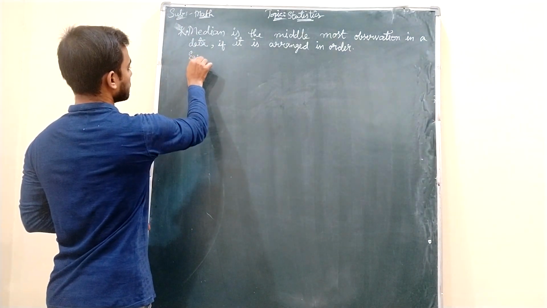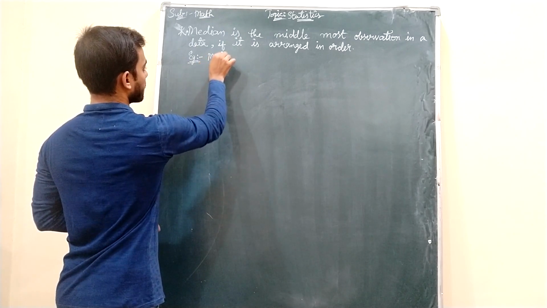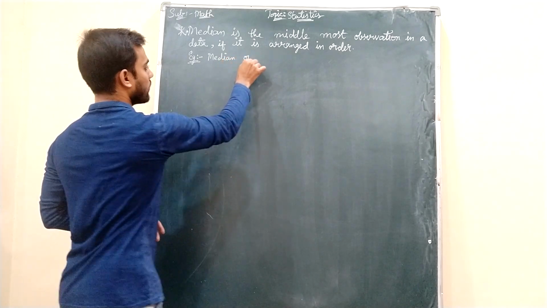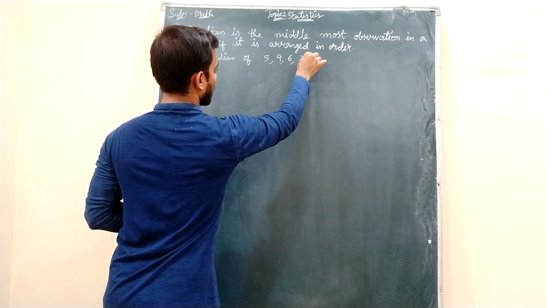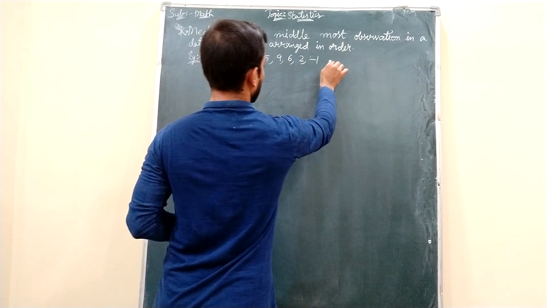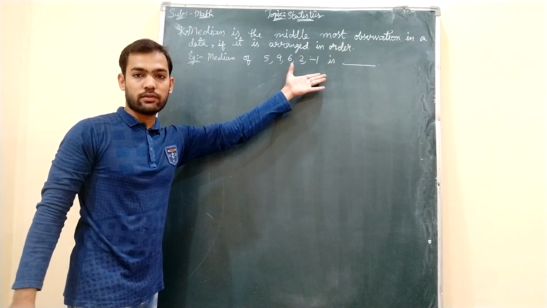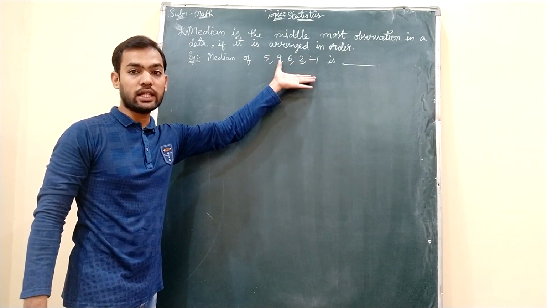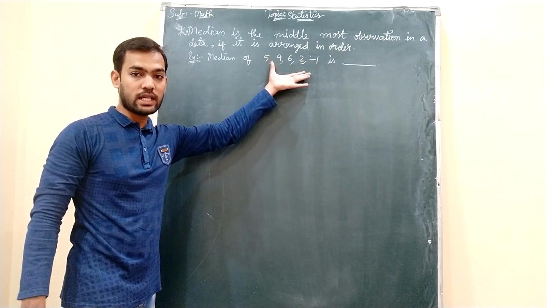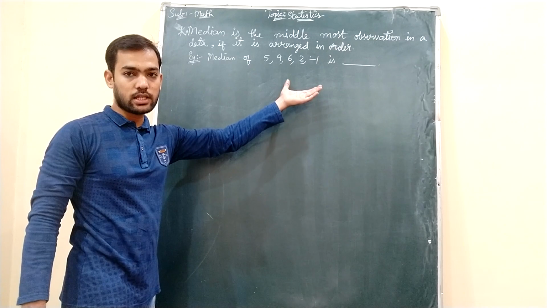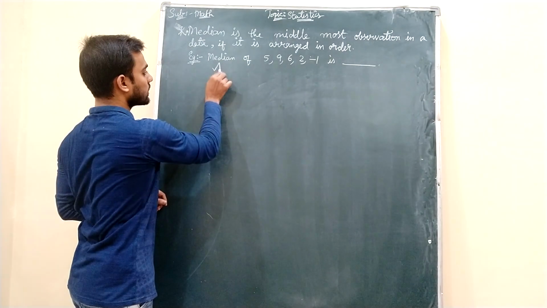Now we will see an example. Median of 5, 9, 6, 2, minus 1 is dash. So these are your 5 observations and you need to calculate the median of these 5 numbers. Okay. So firstly we need to arrange it in an order. You can even arrange in ascending order or you can arrange in descending order. Doesn't matter. So I will arrange in ascending order.